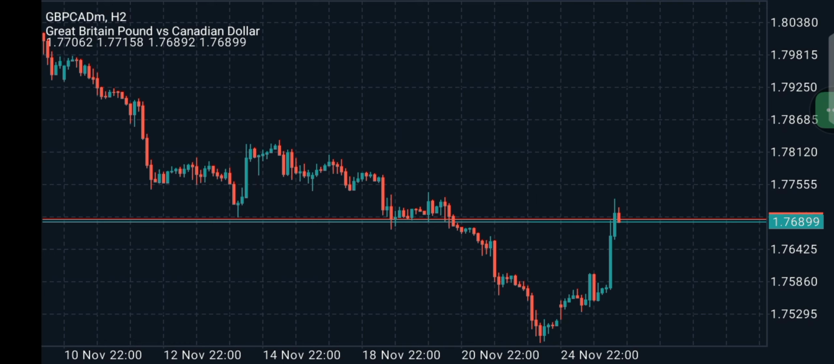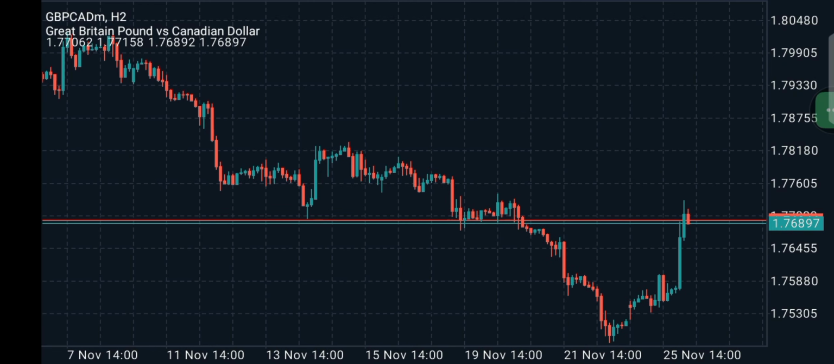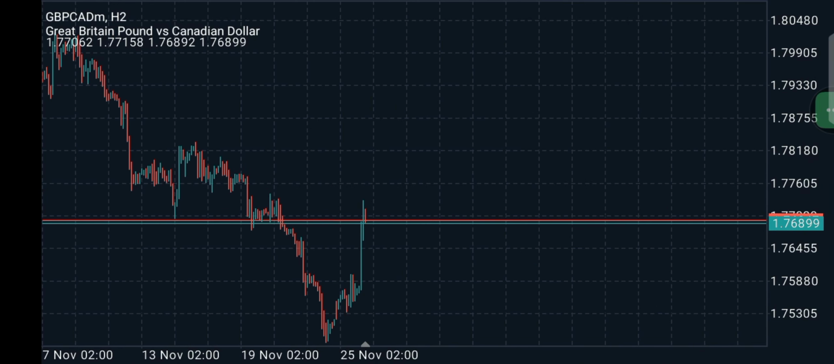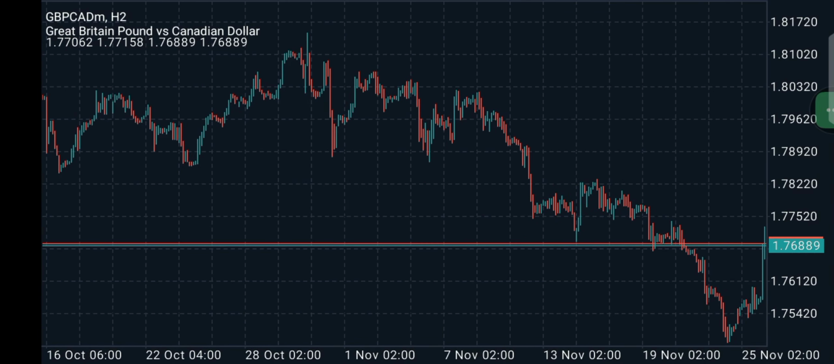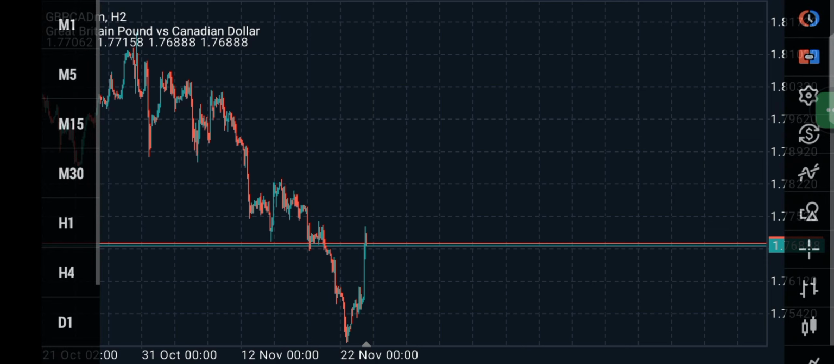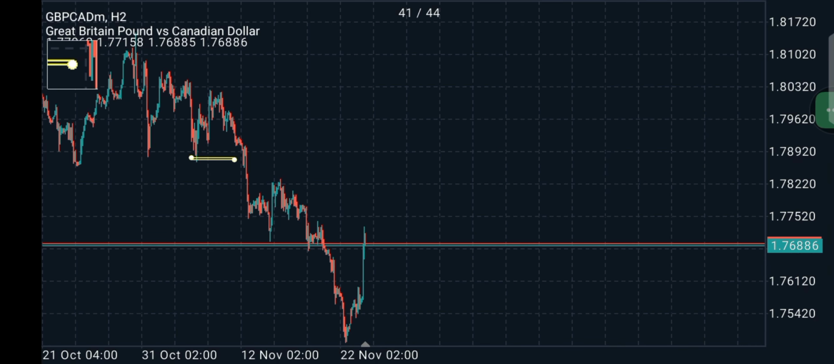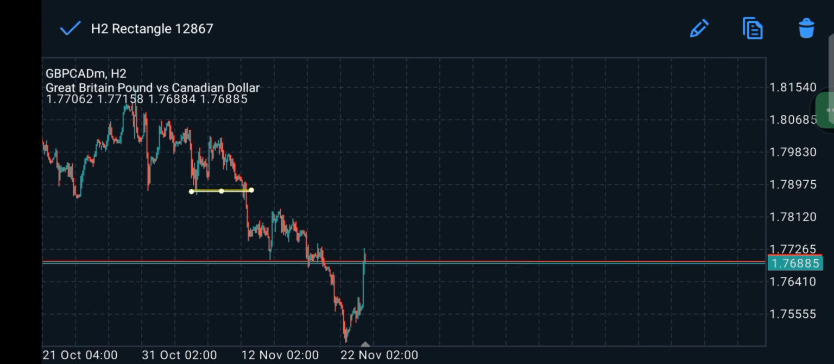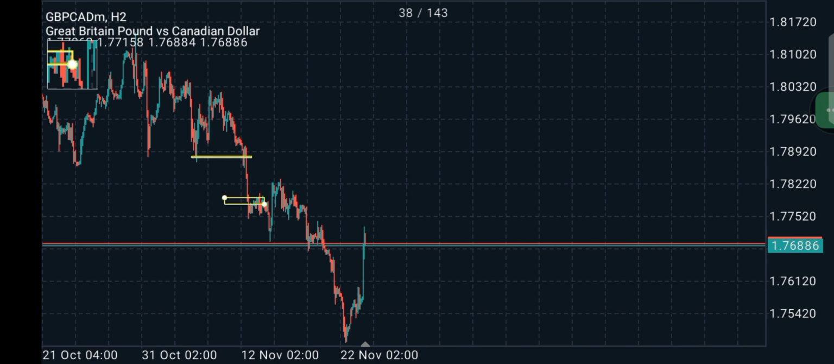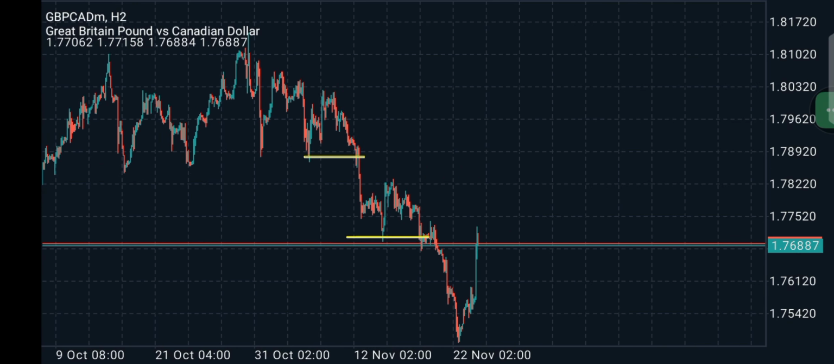I'm going to be doing this analysis on GBP CAD, and just a quick one too. I got a clearer setup here. Just like you can see from here, we have a series of break of structure. This trend is a bearish trend. You can see break of structure over here to the downside, another break of structure over here to the downside, and so on and so forth. You have a series of break of structure.